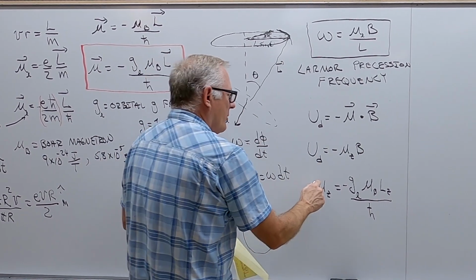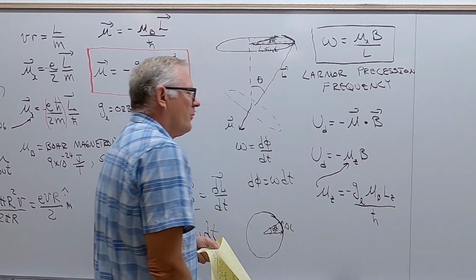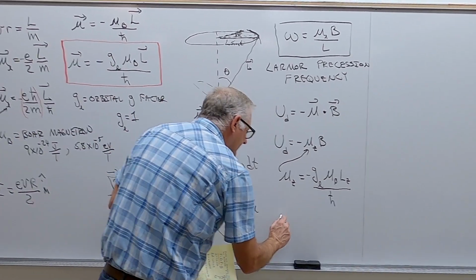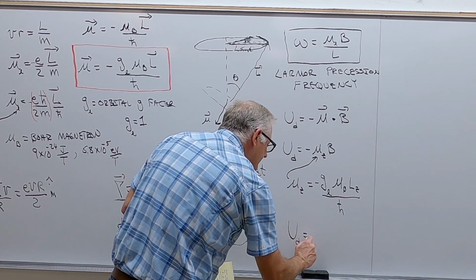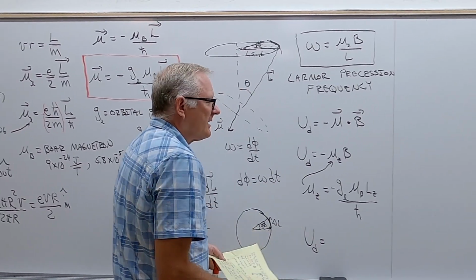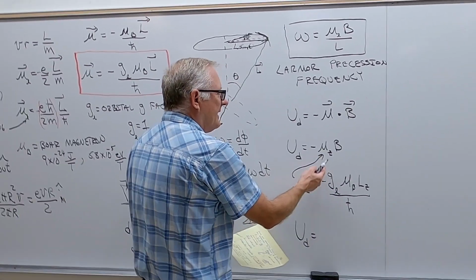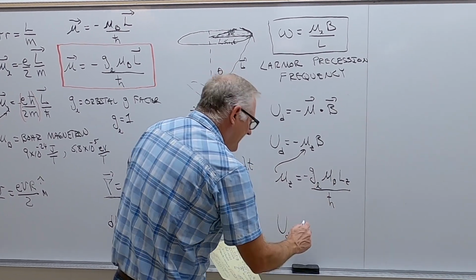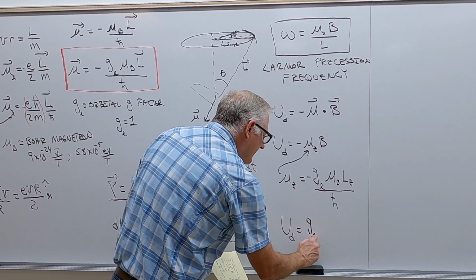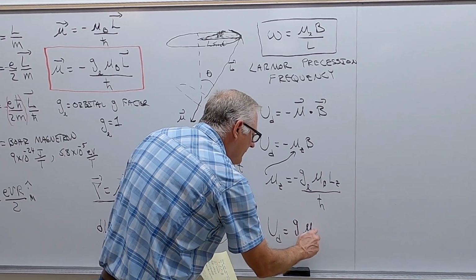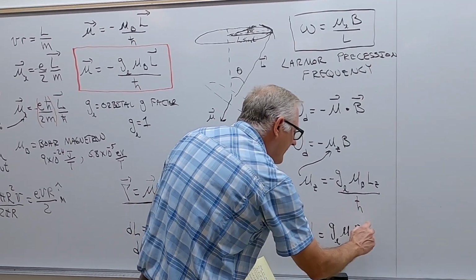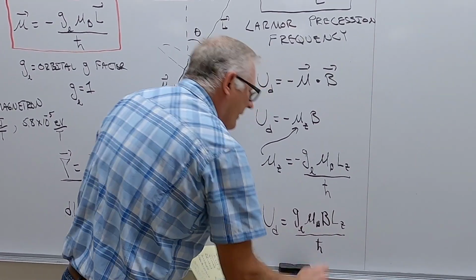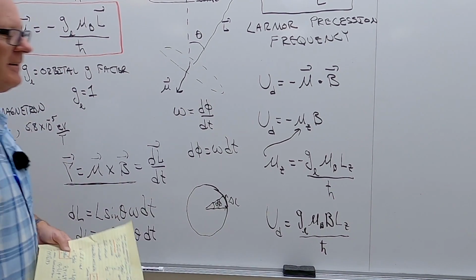Okay, and now I can put that up into here, and we can get the dipole energy right here. U_D is equal to, well, it looks like it's going to be positive because I have a minus, and I have another minus here. So it's just going to be this times B. So it's going to be g_L mu_B B L_z all over h-bar.